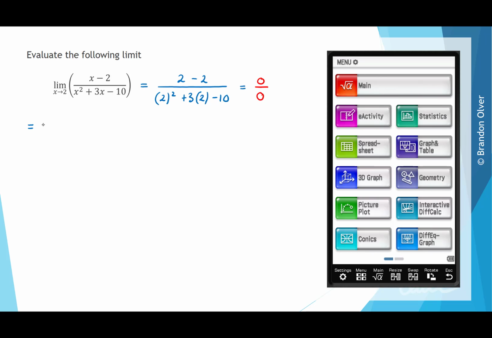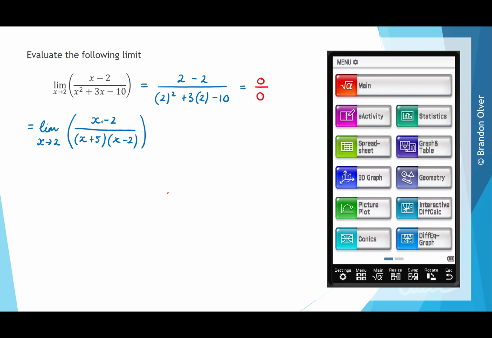So instead, for this limit, we're going to evaluate the limit as x approaches 2, and inside the bracket the top line will remain as x minus 2, and the bottom line we can factorise this trinomial by inspection. We're going to look for the factors of negative 10 that add up to 3, and we can see that positive 5 and negative 2 will do that. So we're going to have x plus 5 and x minus 2 as the linear factors on the bottom line.